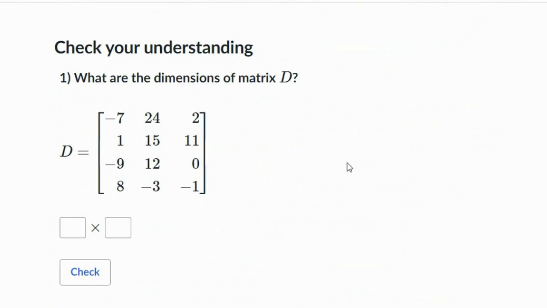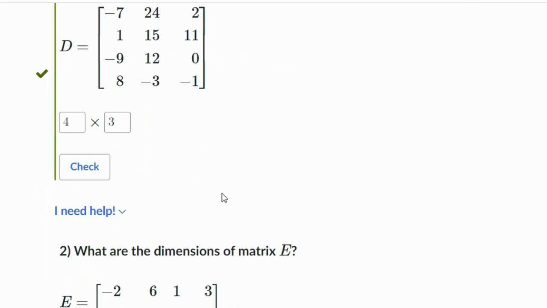What are the dimensions? All right, you guys are on this. How big is this? It is 4 rows, 3 columns. Great. So when we hit check, it'll give us a little green check mark. So you can go through these lessons yourself and double check if you're not sure that you understand this. I just clicked the same link that you have. Same link here.